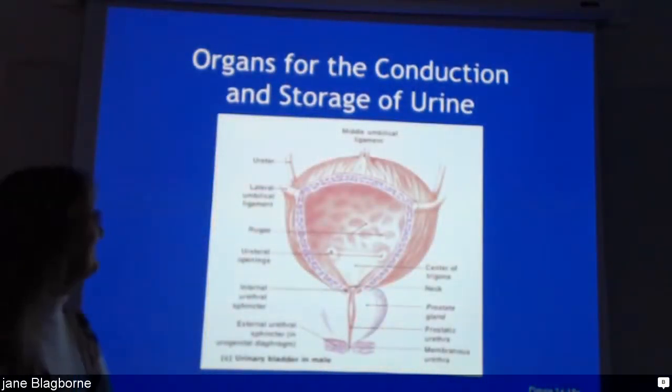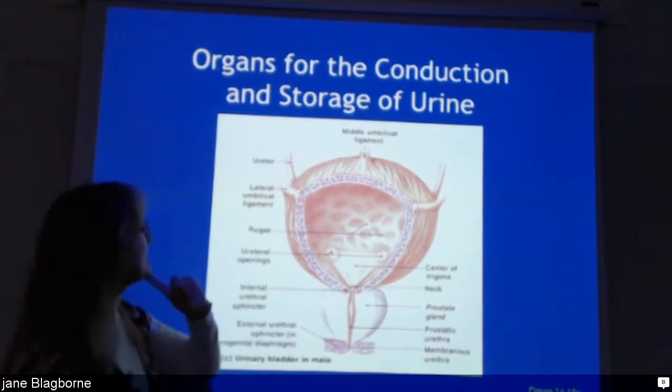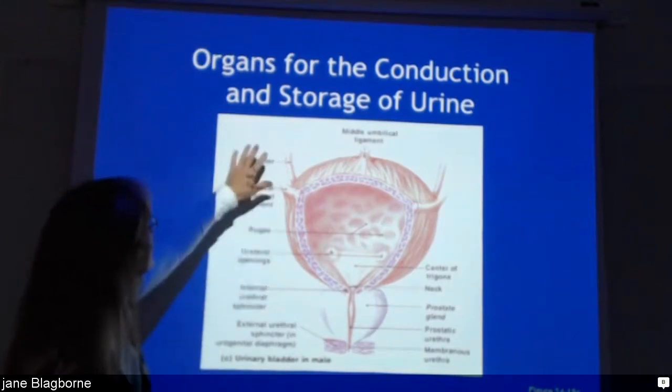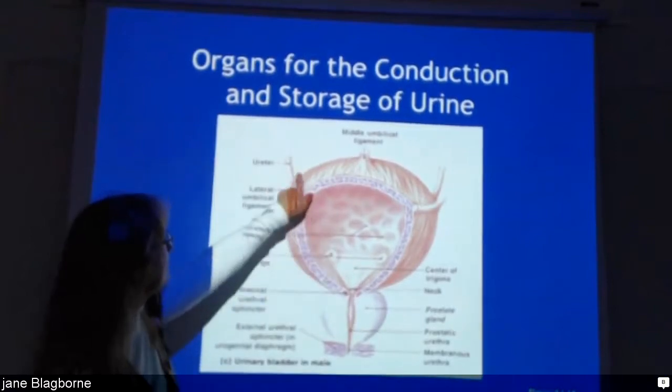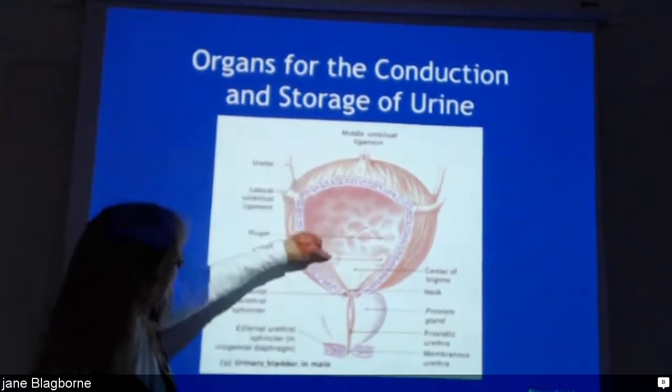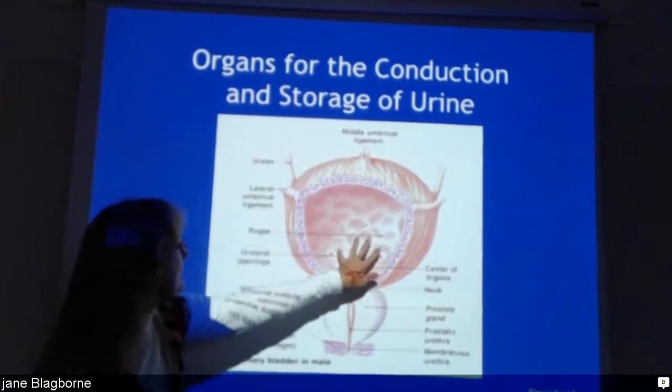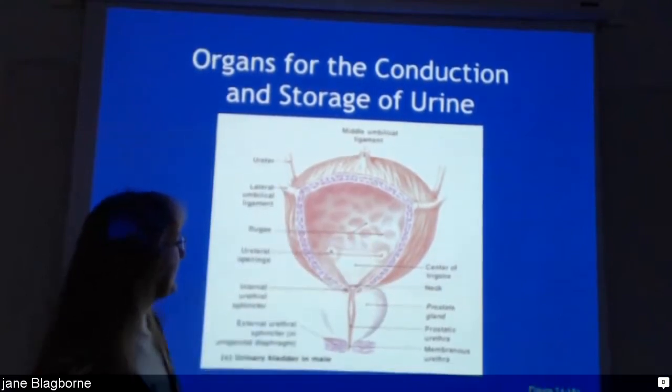So here you can see the ureter. The ureter is coming down here. It comes to the top of the bladder, goes around the back, and attaches partway down in the bladder.